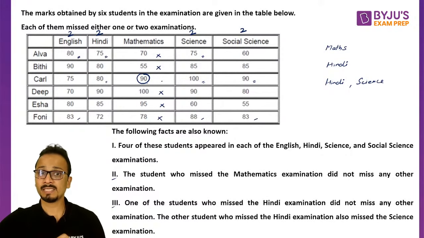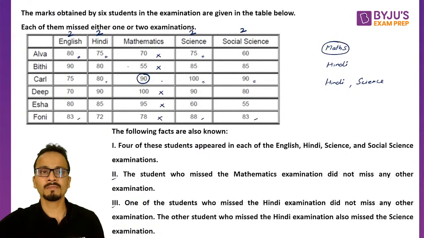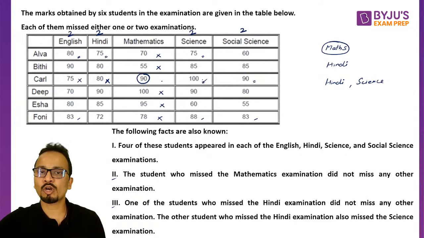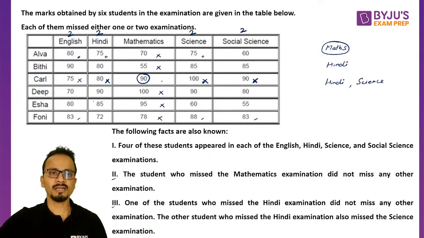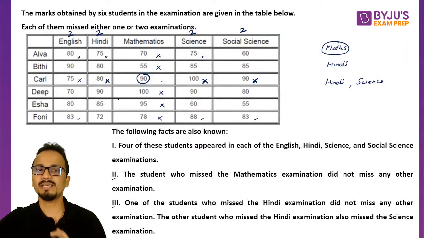All right. Since Kal will be the person who will miss only maths examination, then I can say that Kal cannot miss English, cannot miss Hindi. So I put a cross on the remaining examinations of Kal, so that later on I can use this data. All right, clear? So this is sorted. Only maths, I have found who missed it.